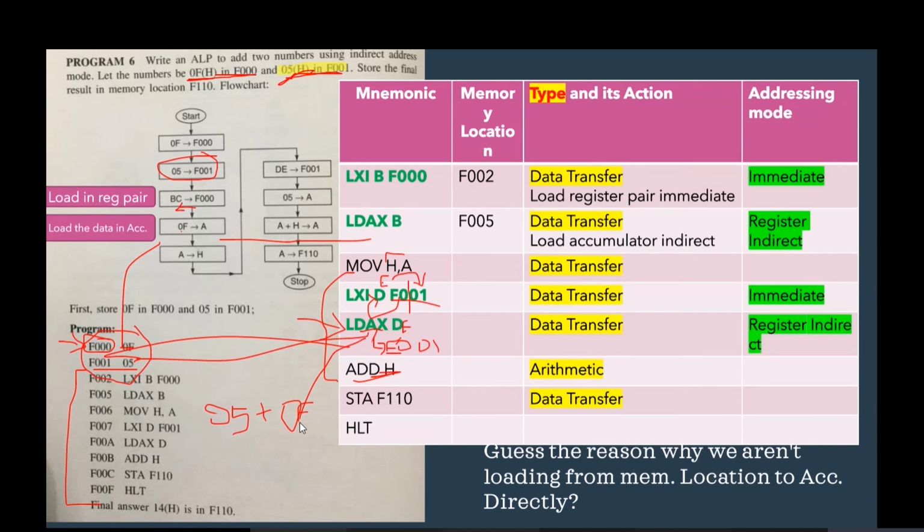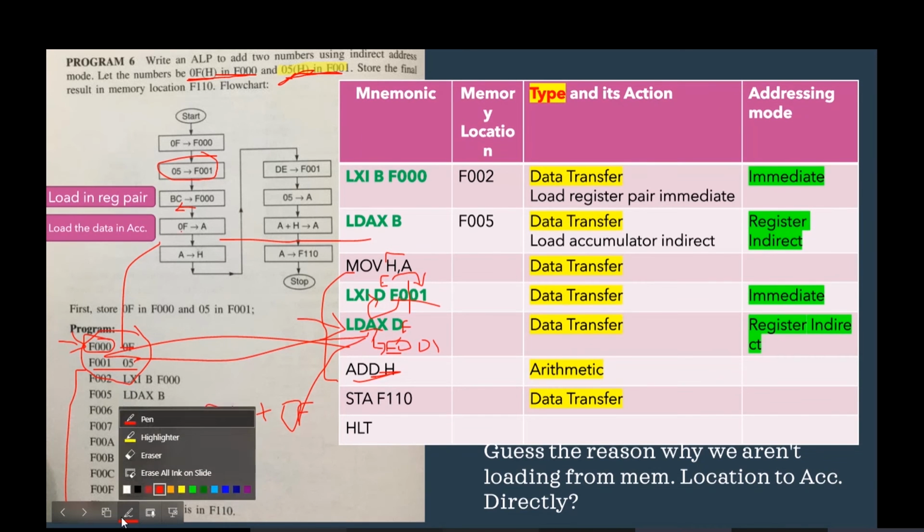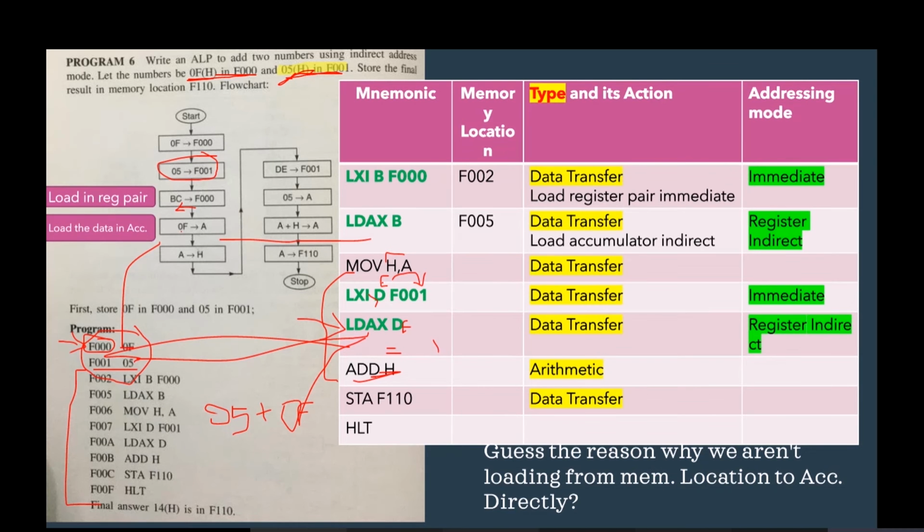What is this new value in the accumulator now? It's 05, sir. Brilliant. Yes, 05 is in the accumulator now. We have a copy of the previous number in the register H. What is H having? It's 0F. Brilliant. So H is having 0F. Now we are adding what is in the accumulator with H. That's all.